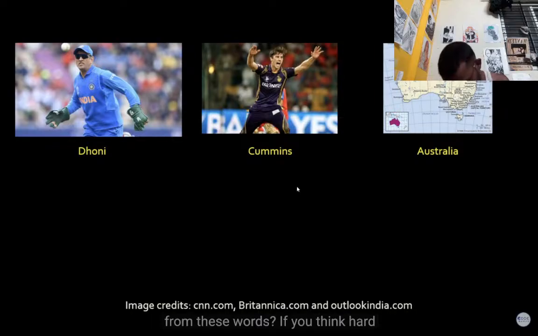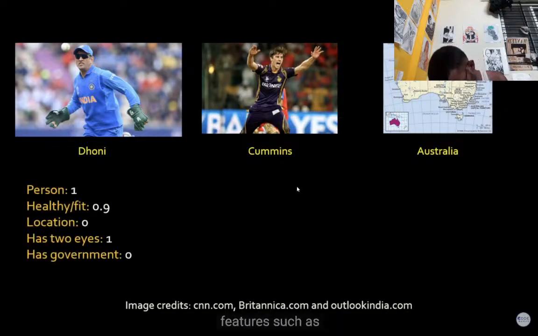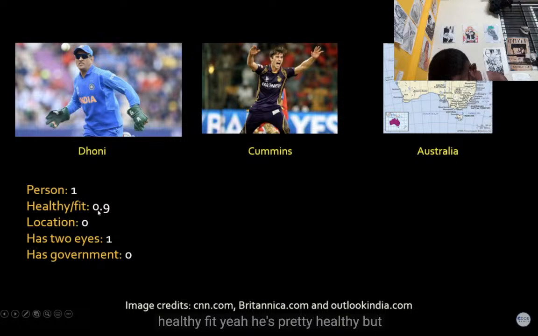If you think hard, you might be able to come up with some features such as person, whether the person is healthy or fit, location, has two eyes, has government. So in the case of Dhoni, yeah, he's a person, healthy, fit, yeah, he's pretty healthy, but maybe 0.9, we can put some number. 1 means like perfect, 0.9 is like really healthy. Is Dhoni a location? Well, no. So 0. Does he have 2 eyes? Now, in order to qualify for international cricket, you need to have 2 eyes.